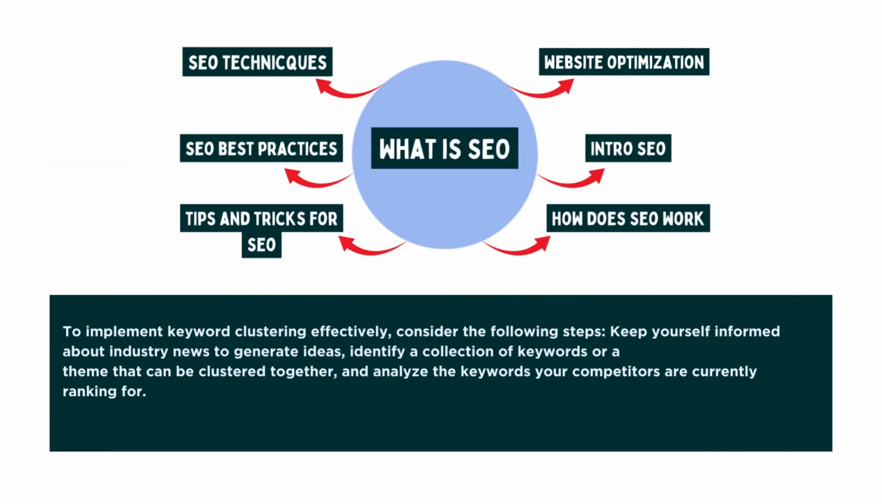To implement keyword clustering effectively, consider the following steps. Keep yourself informed about industry news to generate ideas, identify a collection of keywords or a theme that can be clustered all together, and analyze the keywords your competitors are currently ranking for.